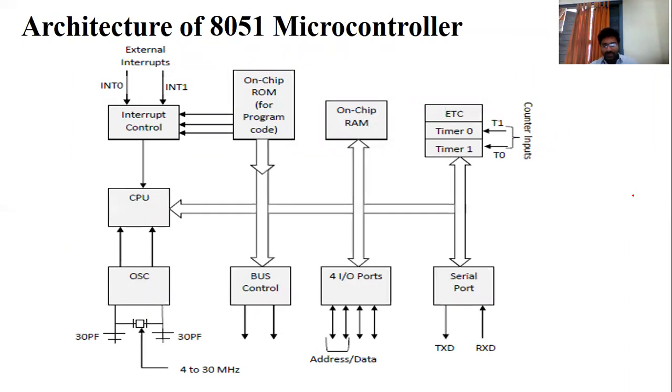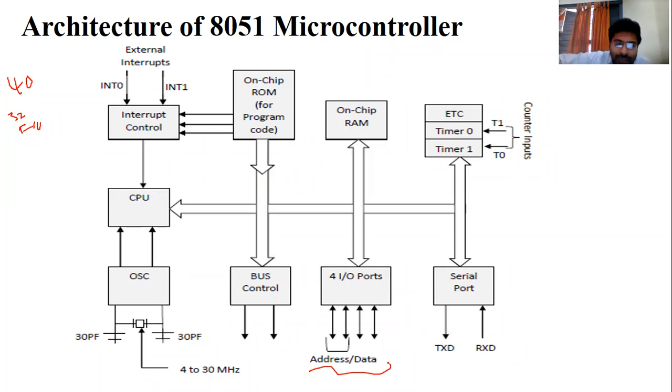Now, coming to today's class, the architecture of the 8051 microcontroller. You know how many pins there are: 40 pins. Out of that, 32 pins are for the IO ports. Those IO ports may be for input output devices, or they may be for memory also. Whenever we connect external memory to the 8051 microcontroller, that may be 64 KB. For 64 KB, we use two ports, port 0 and port 2.